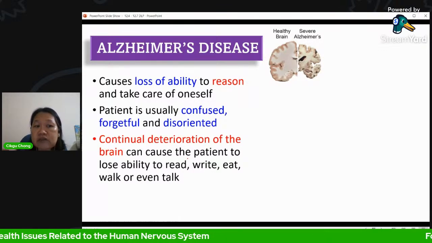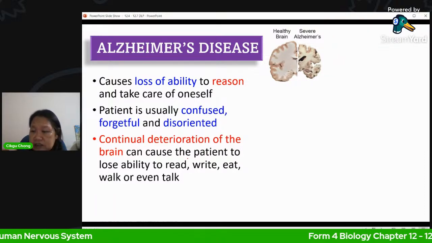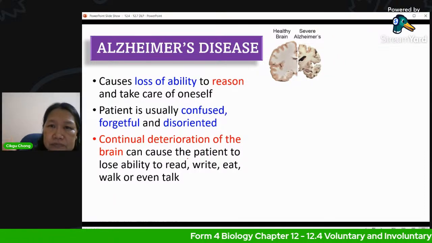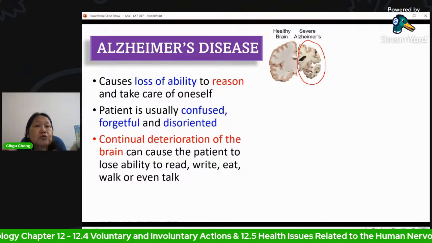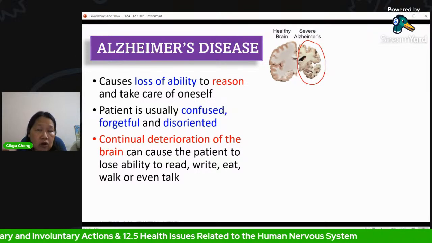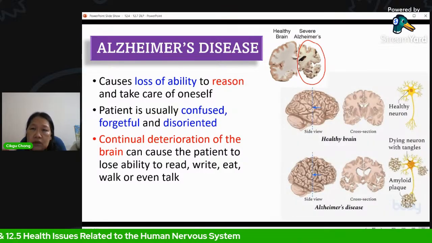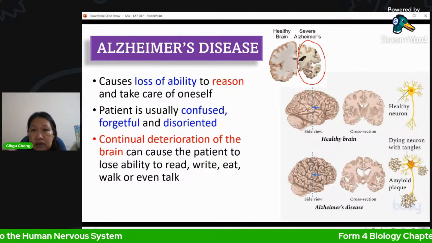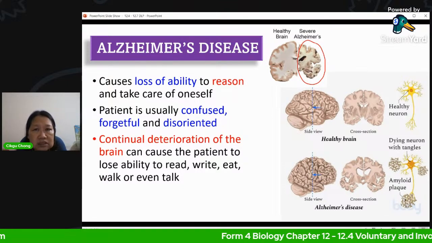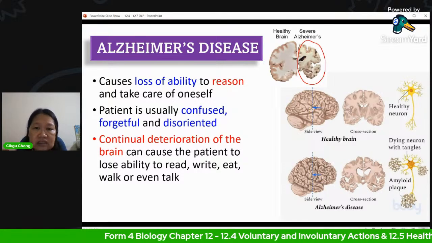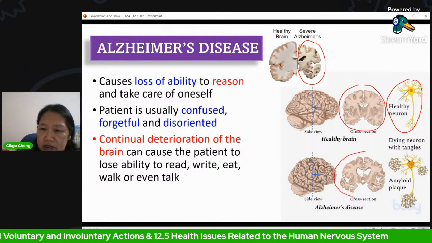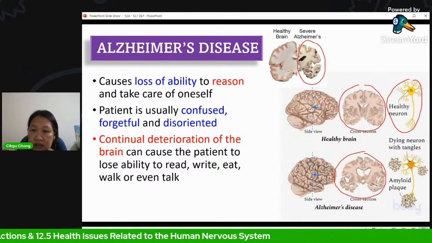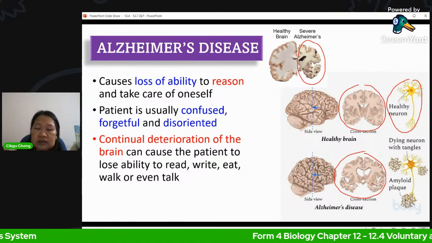Okay, continual deterioration of the brain. If the brain continues to deteriorate, you can see it shrinks, right? This one, this is deterioration definitely, right? It will cause the patient to lose the ability to read, to write, to eat, to walk, and even talk. Sometimes they cannot even recognize their own family members. Okay, sometimes you bring the grandchildren, they say, who is this? Cannot remember who this grandchild is. They don't recognize the familiar face. So a healthy brain looks like this, all right, with healthy neurons. And the unhealthy one, you can see the brain tissue, the neurons of the brain tissue, is shrunk. And then you have a lot of dying neurons inside the brain.